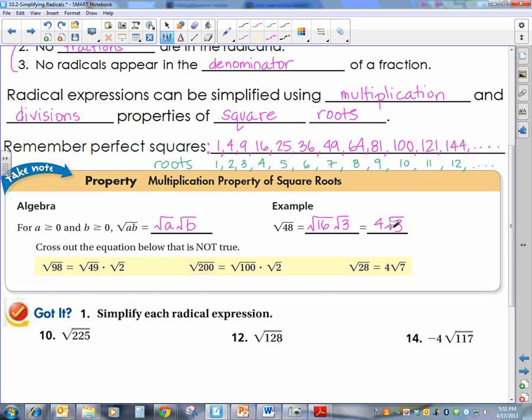How do you know it's not a perfect square? You can put it in your calculator. When you put it in your calculator, it's going to give you a decimal like 1.732. So it would have to come out to a nice even whole number for you to bring it out from under the radical. We have a little example.